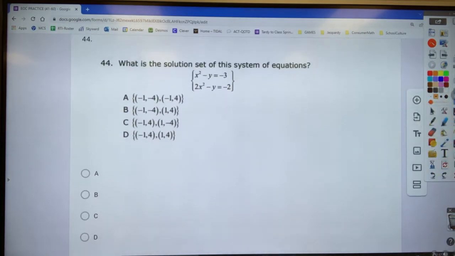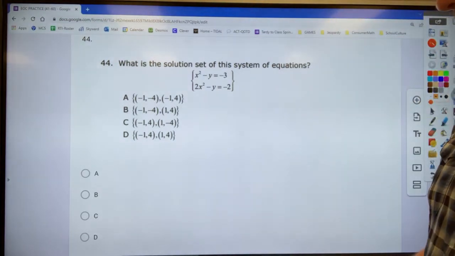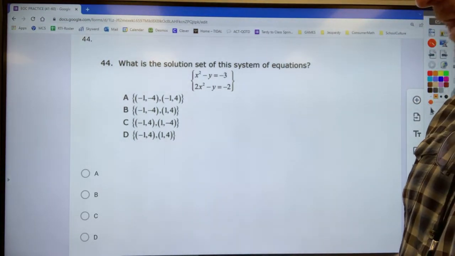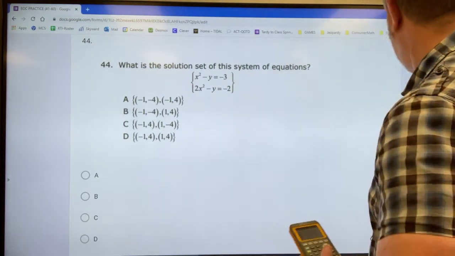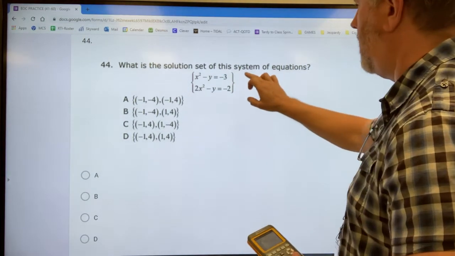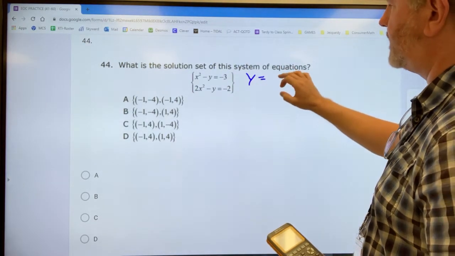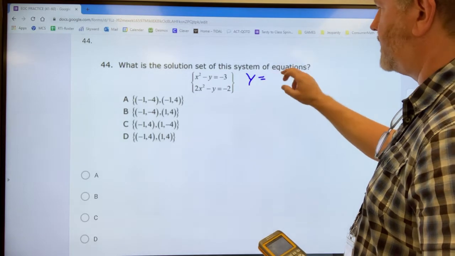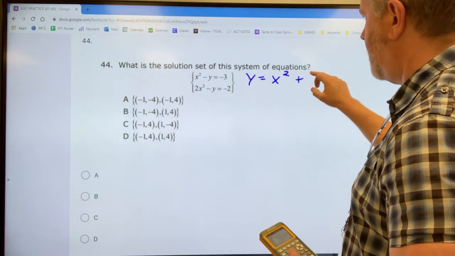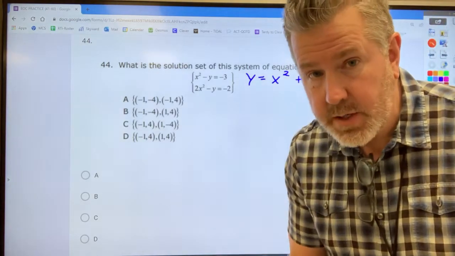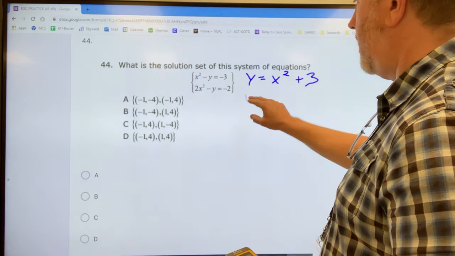44, what are the solutions? Another system of equations. You've got to get used to these guys because they are definitely going to be on there. So, let's solve it. We're going to get this in y equals form. Y equals, I'm adding y to both sides, adding 3 to both sides, and then reversing it. Sorry if I do a fair bit in my head. Honestly, less than some of you do. I just try to save time, okay?